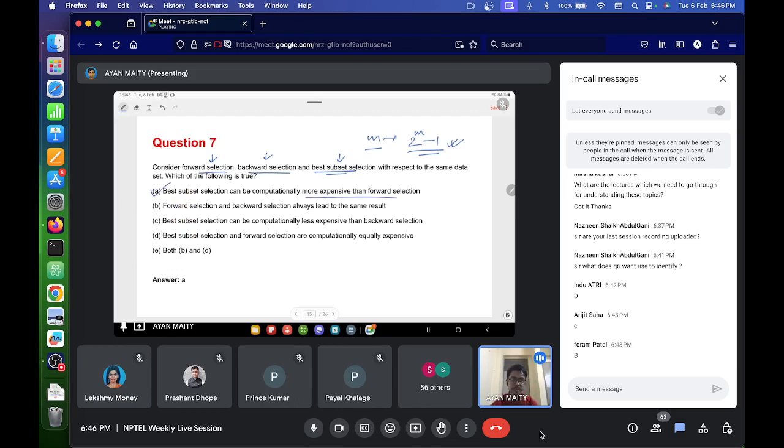So that's why option A is the correct answer: in case of best subset selection, it goes through all possible subsets and then finds out which is the best. But in case of forward and backward selection, these two are greedy methods. So it just goes through all the features only once to decide whether to keep it in the subset or not.